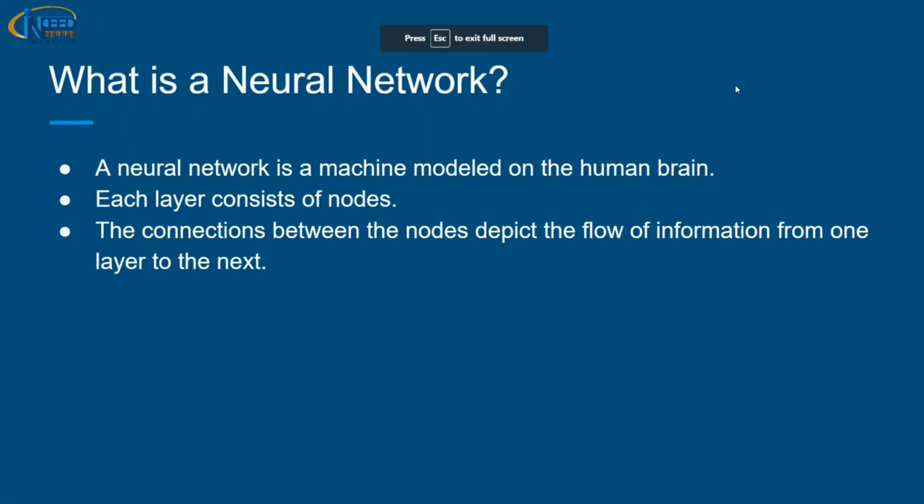So neural network, if I want to create an artificial neural network now, we are focusing on that part. A neural network is a machine modeled on the human brain, an attempt to mimic the human brain. We have multiple layers, and each layer consists of some nodes. Now, the connections between the nodes depict the flow of information from one layer to another.